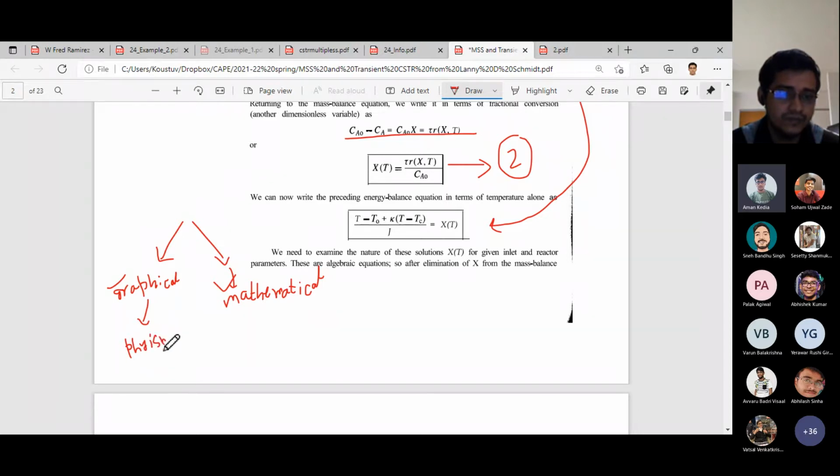And this mathematical analysis will tell us about the magnitude, which you can further make use of in plotting the results. So we will touch upon both things. Achha, up to this point, is it clear to all of you?